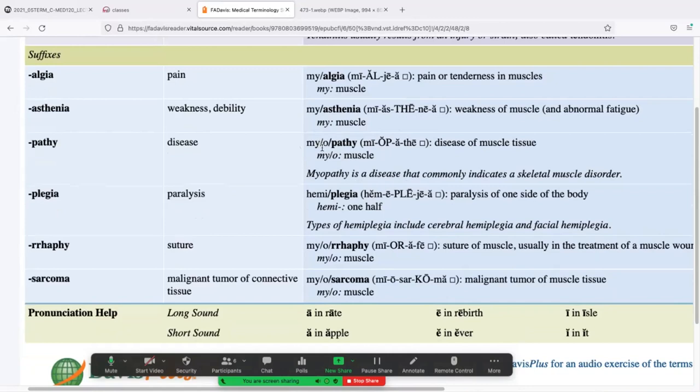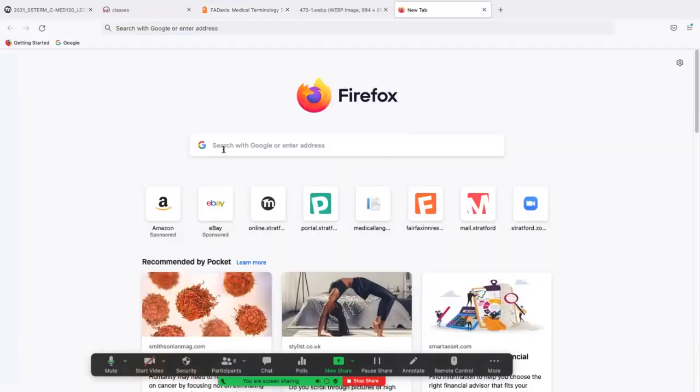Myopathy. Myo, of course, muscle, pathy, disease. Plegia is paralysis. Let's look at the different types of paralysis.